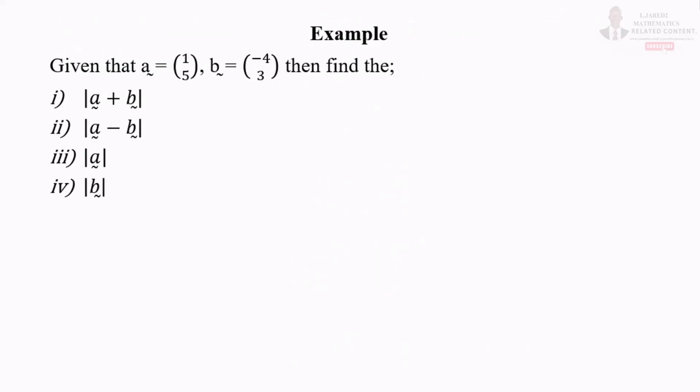Let's have examples. It is given that vector A equals 1, 5, vector B equals negative 4, 3. Then find Roman number 1.